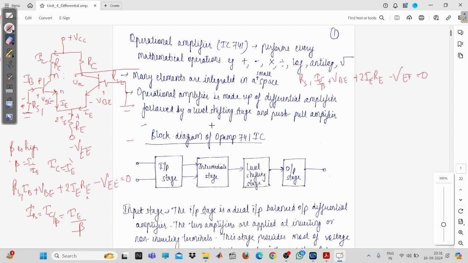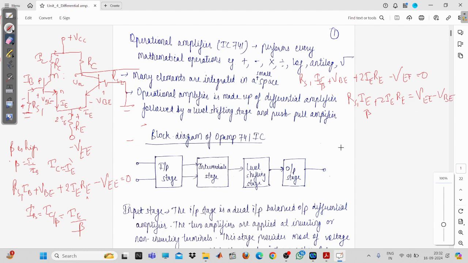I think this is okay. Now you will have to find the value of IE. First take these two terms separately, or I will write one more step to avoid any confusion you might be having. So this is twice into IE RE, and this is VEE minus VBE.